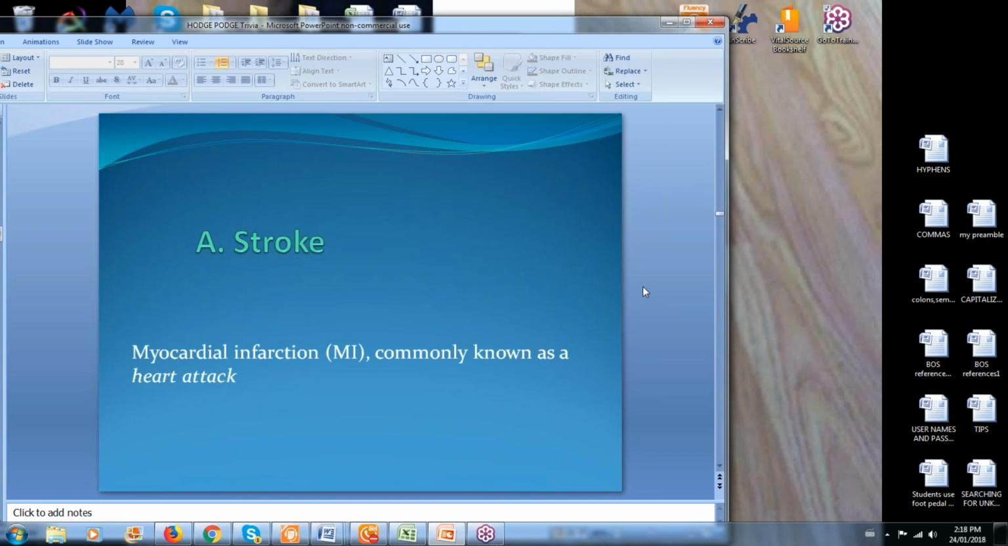Myocardial infarction, commonly known as a heart attack. And you'll hear in a lot of the reports too, they'll say MI, and that's what it stands for, myocardial infarction. And remember, it's infarction, I-N-F-A-R-C-T-I-O-N. I notice a lot of students put infraction. So remember, it's infarction. Okay.